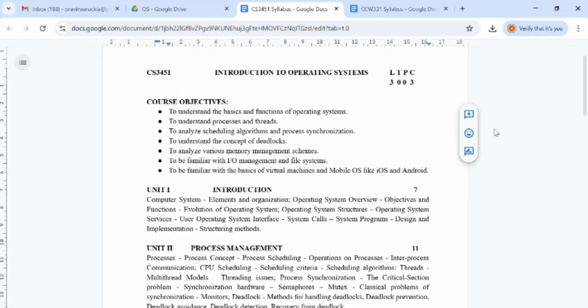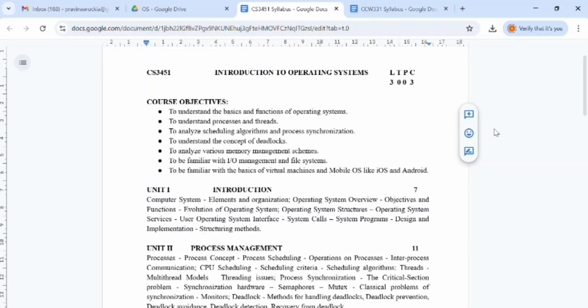Hello students, today we are going to see the overview of one of the subjects, CS3451 Introduction to Operating Systems, which is in the 4th semester. In this we are going to see in detail about the operating system. We know that the operating system is a very important component in the computer. It's software which is used to provide the interface between the hardware and the application programs.